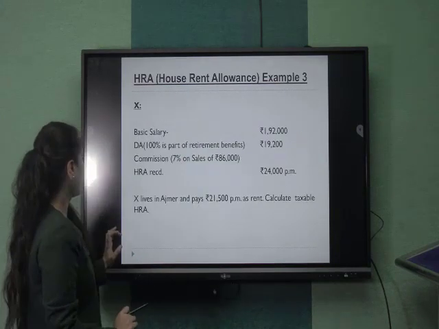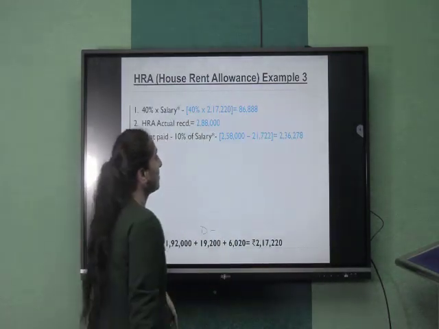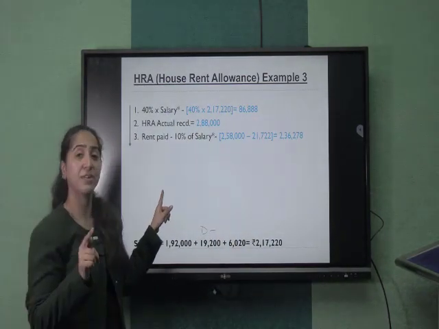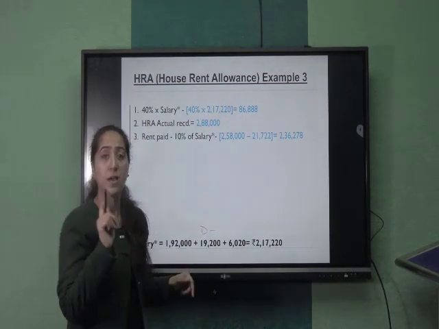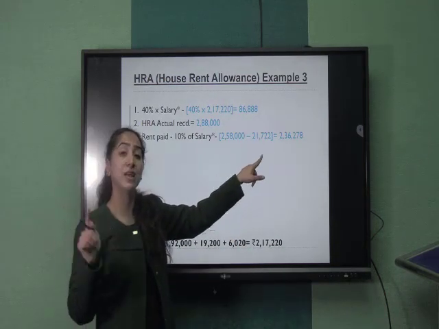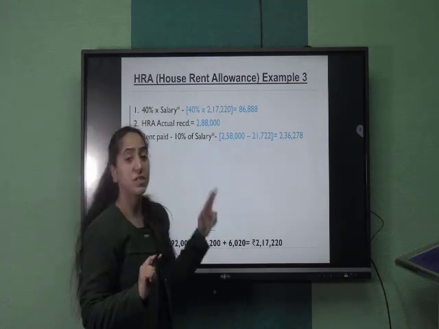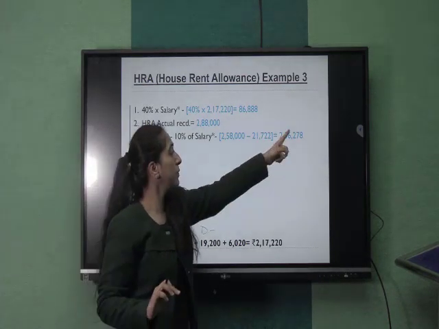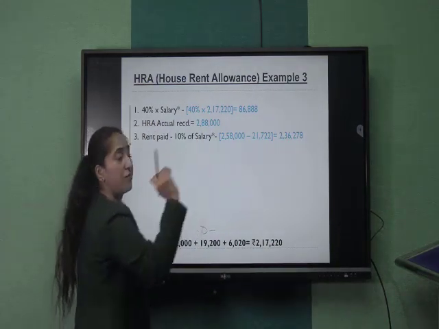Rent paid. We are given that he is paying 21,500. So 21,500 multiplied by 12 comes out to be 2,58,000. Minus 10% of this salary, which comes out to be 21,722. So your rent paid minus 1/10 of the salary comes out to be 2,36,278. So we have got these three figures.